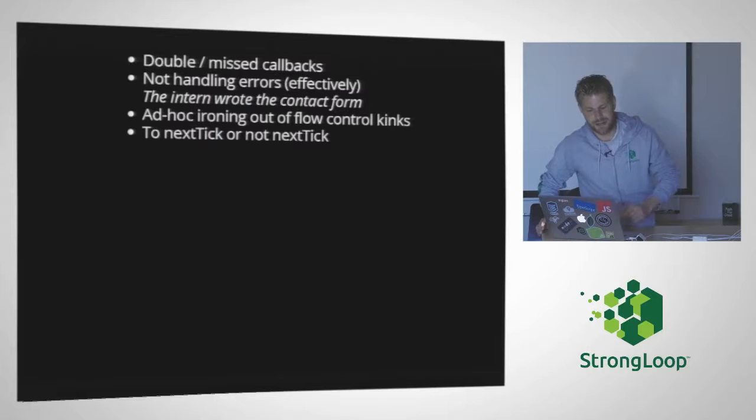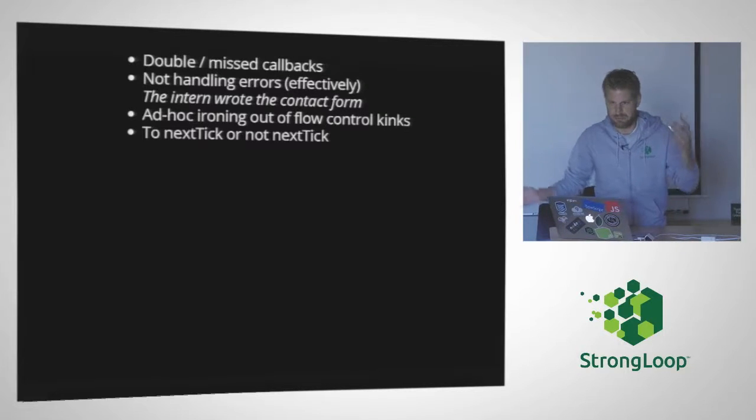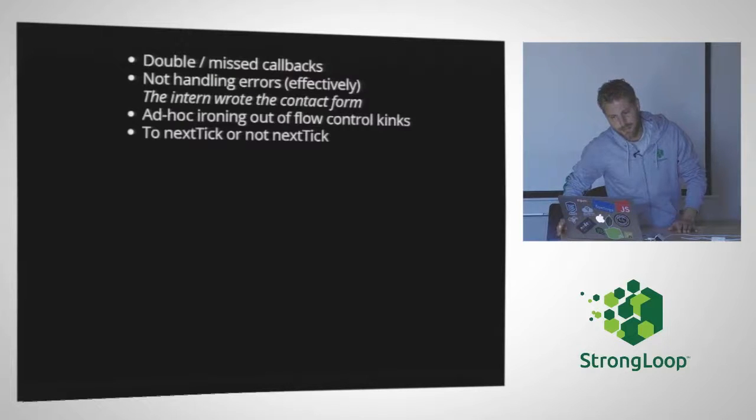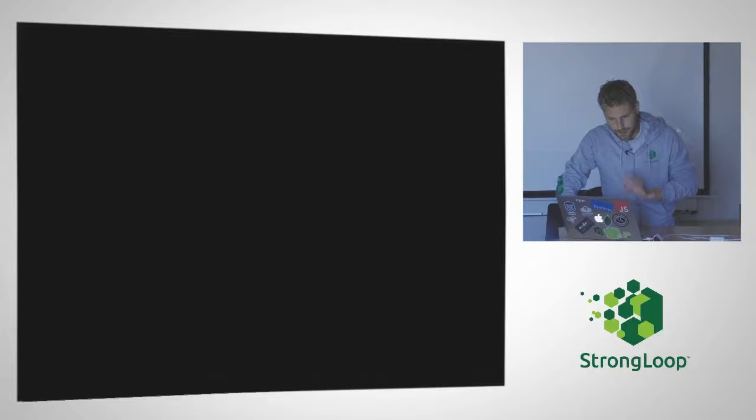Ad hoc ironing out of flow control kinks. So that's what I mean with implementing your own semaphores, implementing your own next tick smartness. These are all things that people have to do now because callbacks are just go-to statements in a way. So the question we have to ask is, can we do better than that? So I think we can.